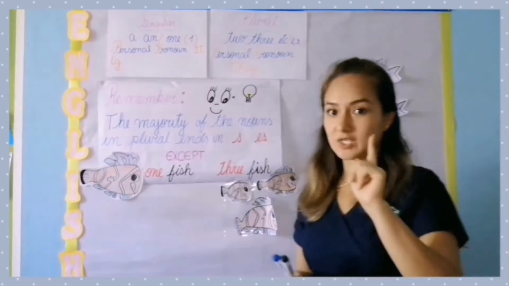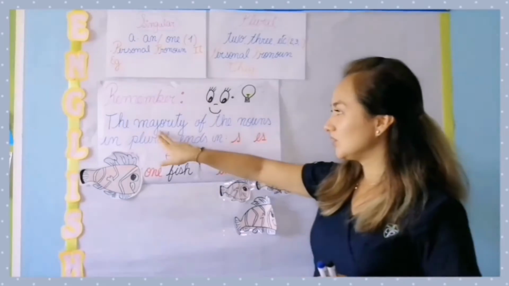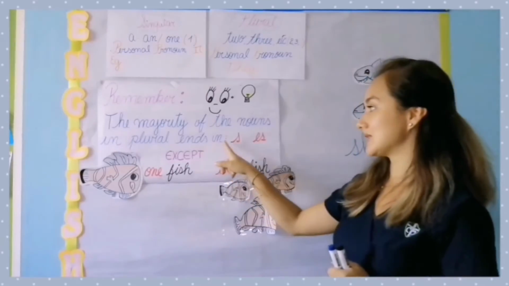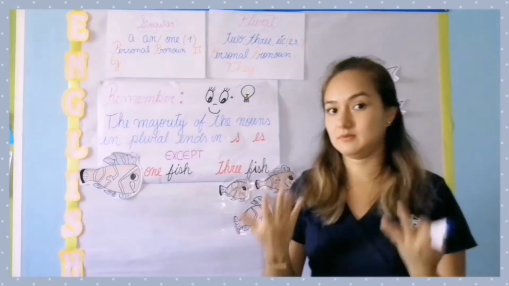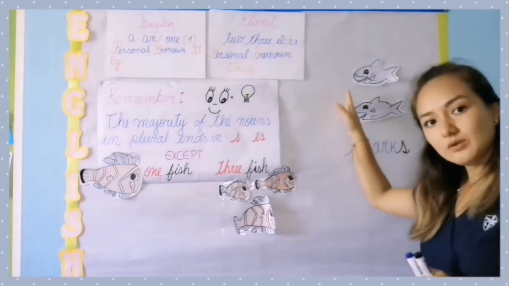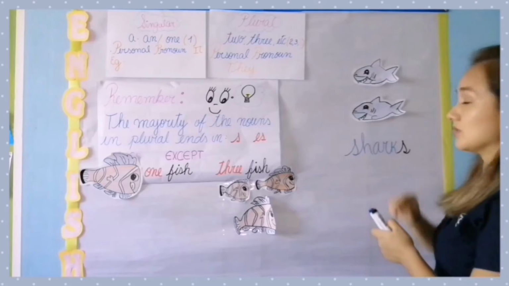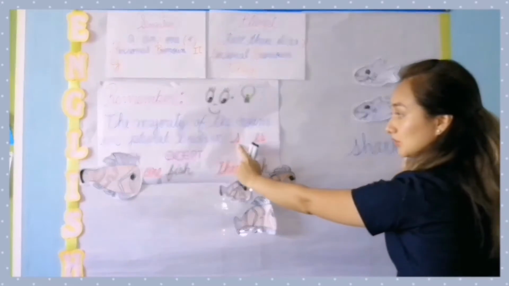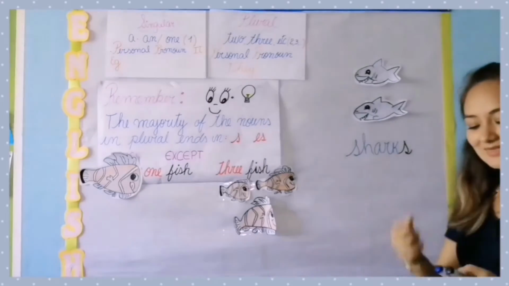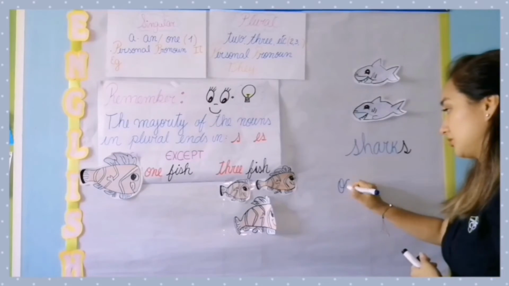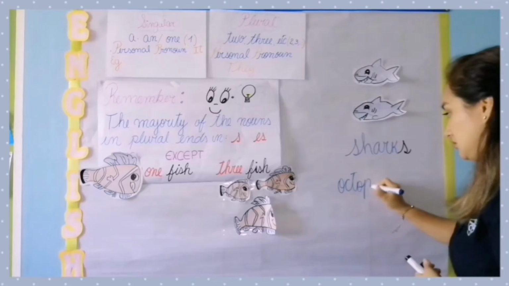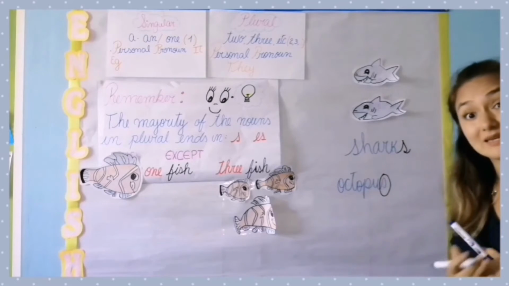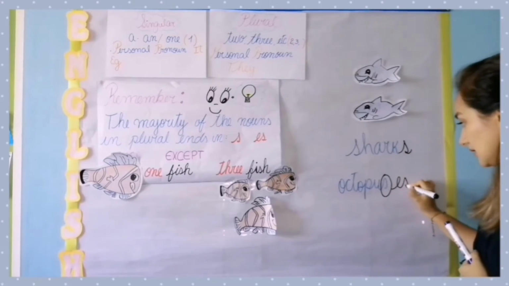Now you have to remember something. It says the majority of the nouns in plural end in s or es. Here you have two sharks. You have to add the s, according to the rule: sharks. In the case of octopus, because octopus already ends in s, you are gonna add es.